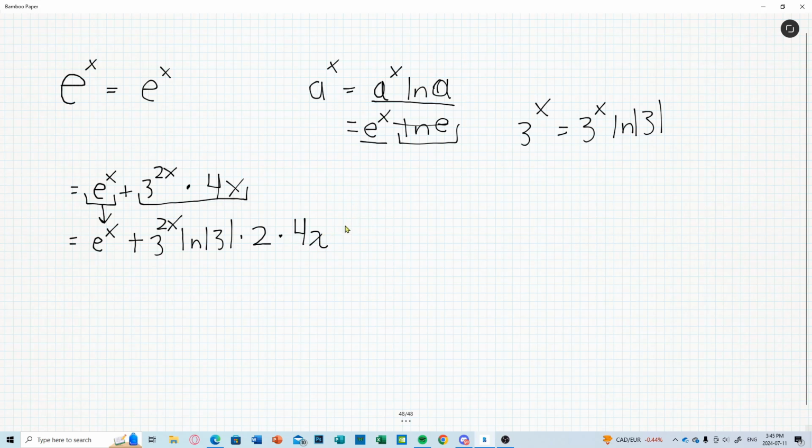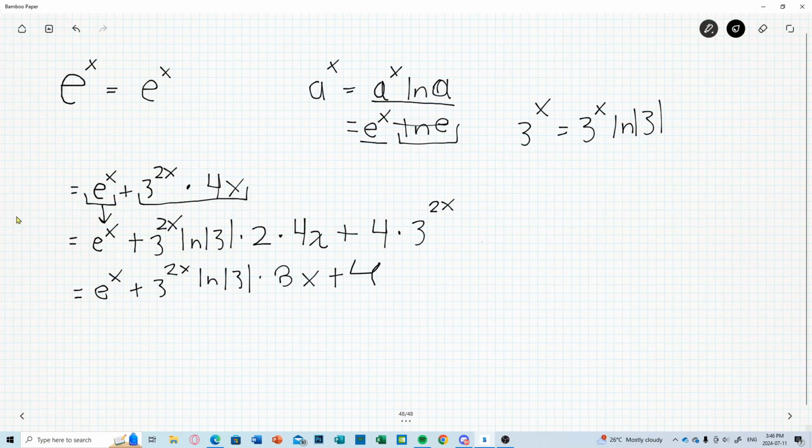And now we're going to add the derivative of 4x, which is just 4, multiplied by our regular first function, which is the 3 to the 2x, giving us the long derivative of e to the x plus 3 to the 2x ln of 3 multiplied by 8x plus 4 multiplied by 9 to the x.